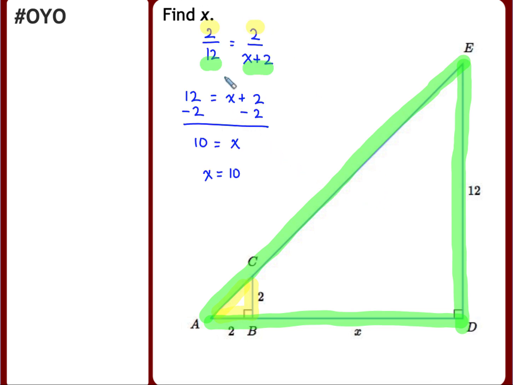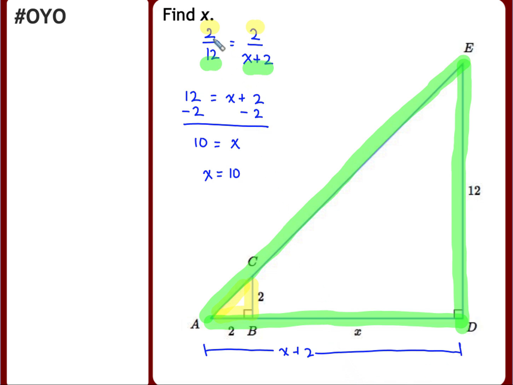All right, so I have 2 to 12. Those are my known ones, 2 to 12. And then we have 12 and x plus 2. Okay, so that's the tricky part, is this base length is x plus 2 all the way across.